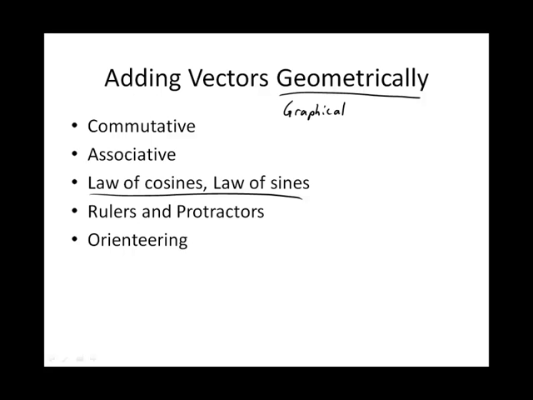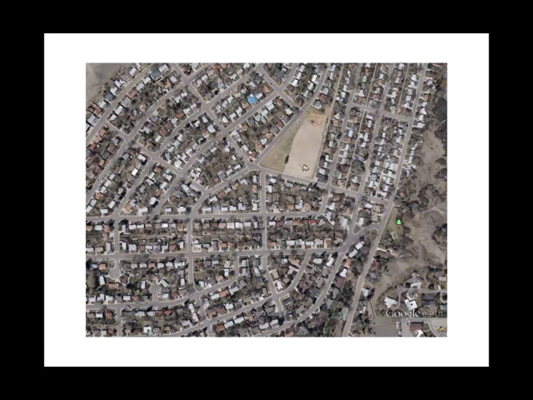If I'm drawing these vectors on a piece of paper, I'm going to want to use a ruler and a protractor, because drawing vectors involves giving them a size or a magnitude and a direction. So I'm going to need a ruler to give them the proper length, and a protractor to give them the proper direction. A good example of adding vectors together geometrically or graphically is orienteering on a map.